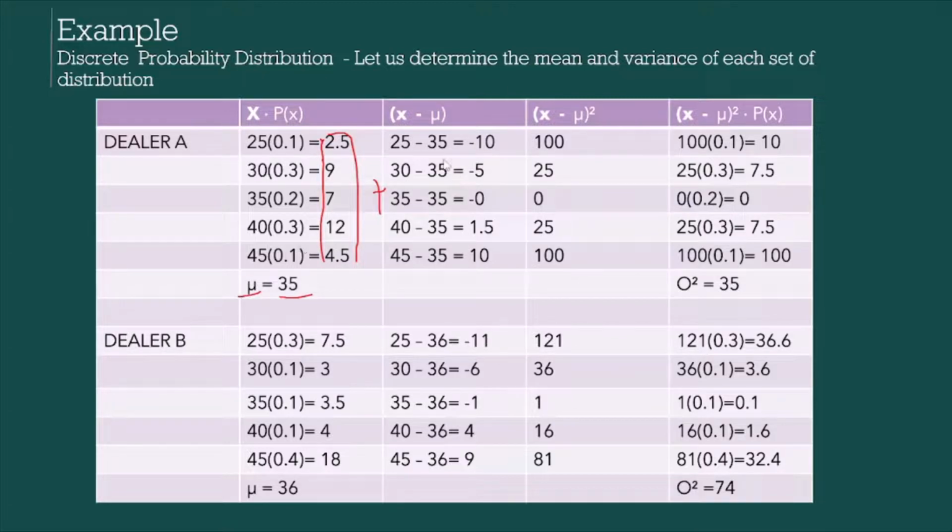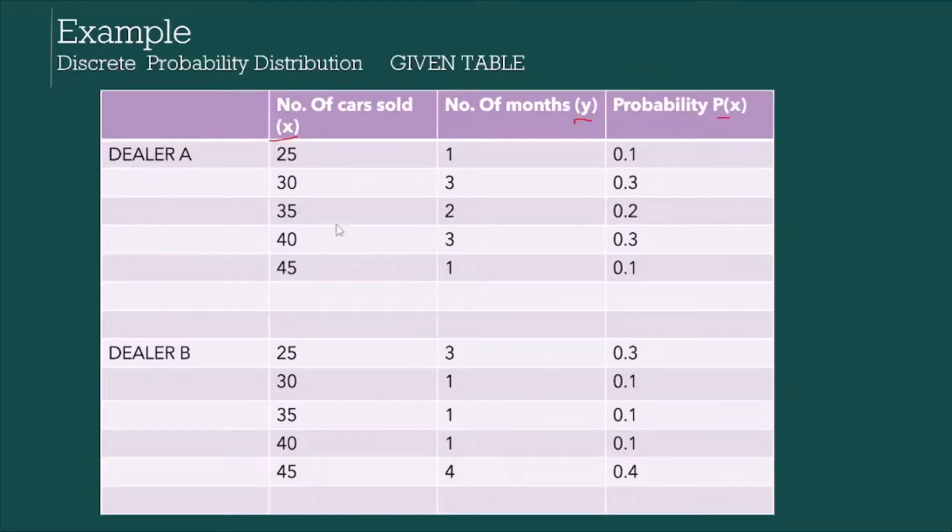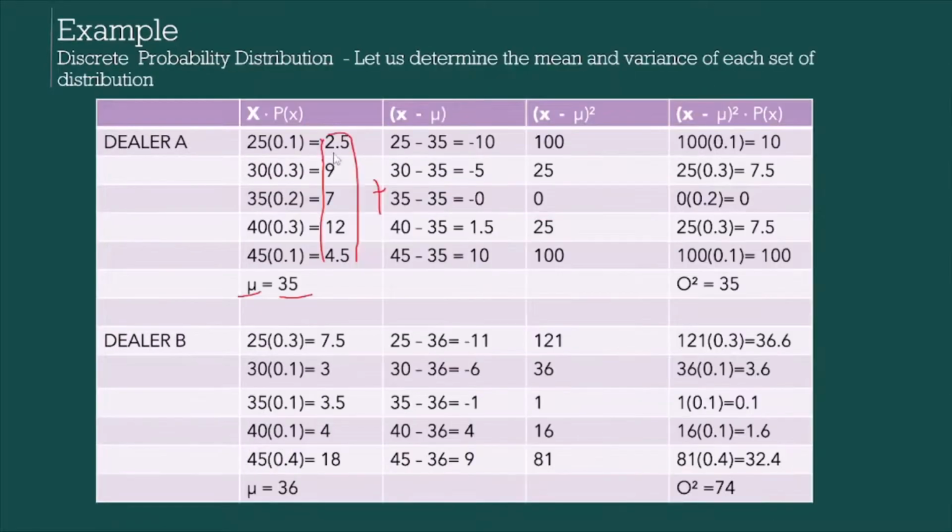Now we subtract the mean from our x. So 25 minus 35, 30 minus 35, 35 minus 35, 40 minus 35, 45 minus 35. After subtracting, we get these answers, and we're going to square the answers we got here.